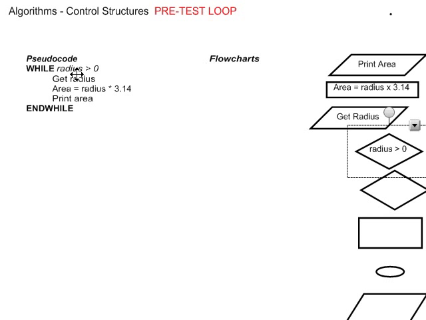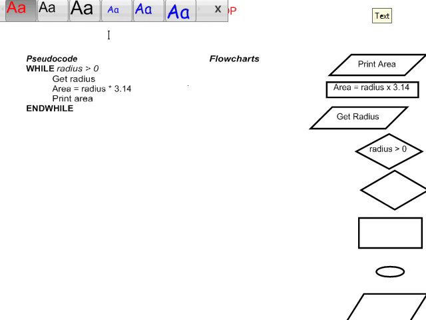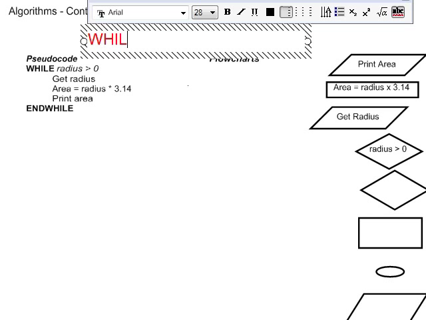The last control structure we're looking at are the loops or iterations. So the first one we're going to look at is called pretest loop. Now another name for pretest loop is a while loop.